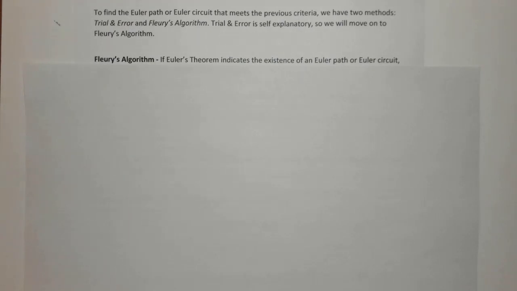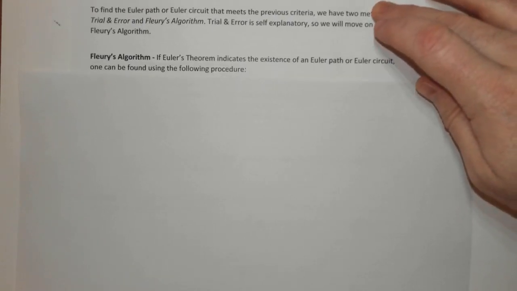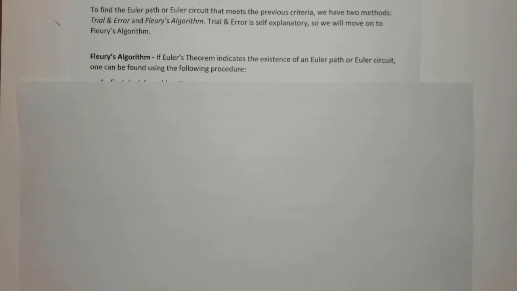So, of course, in order to find an Euler path or circuit that meets the requirements, we have two methods: trial and error and Fleury's algorithm. Trial and error is self-explanatory. You basically just try different things. Of course, with a small enough graph, that's doable, but when the graph is large, that's not really practical. So let's go on and just discuss Fleury's algorithm. Algorithm means that it's a process to do something.